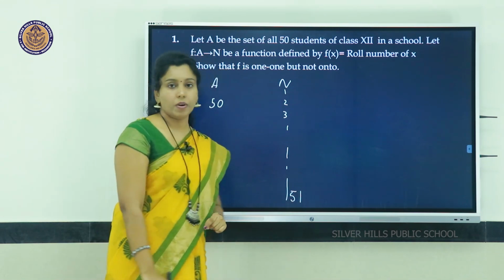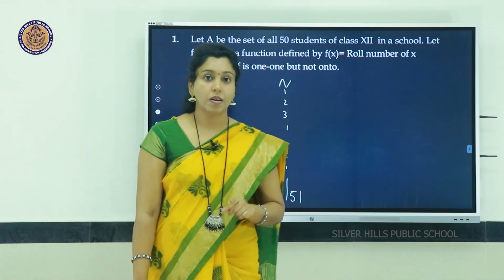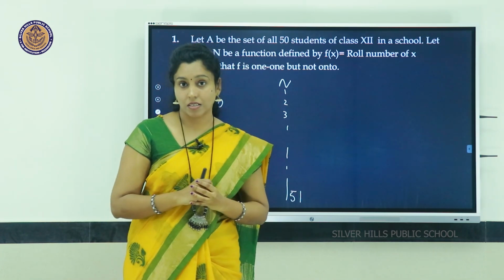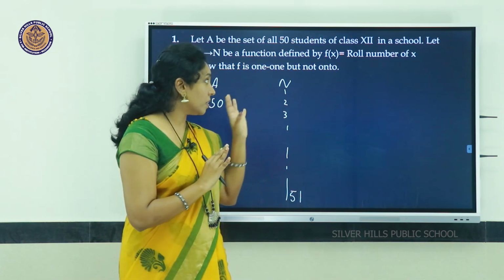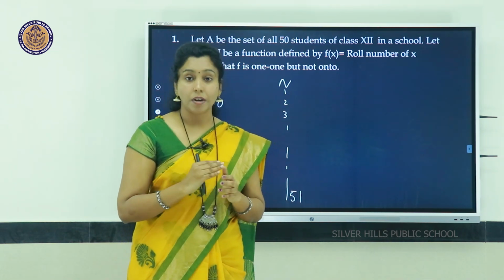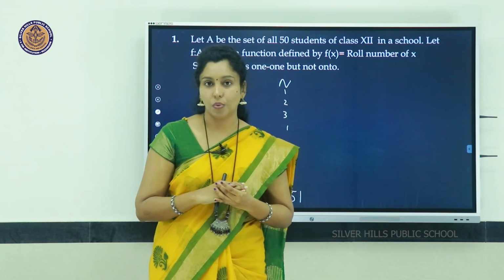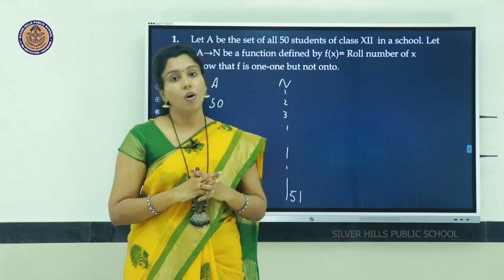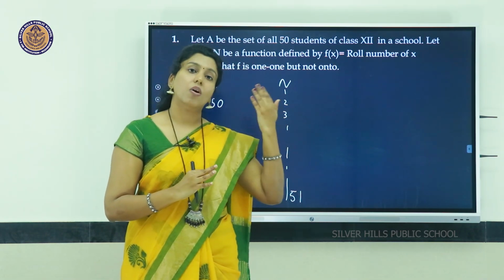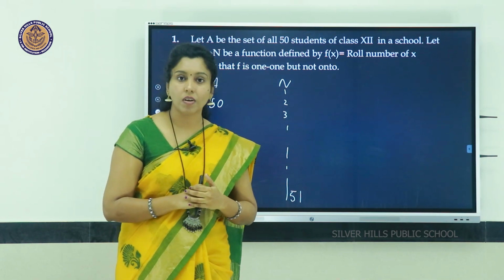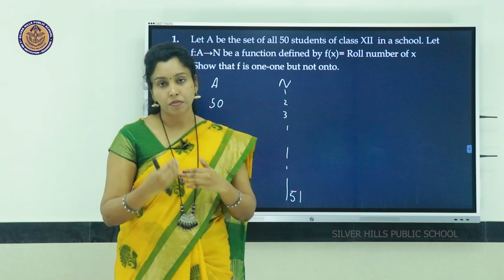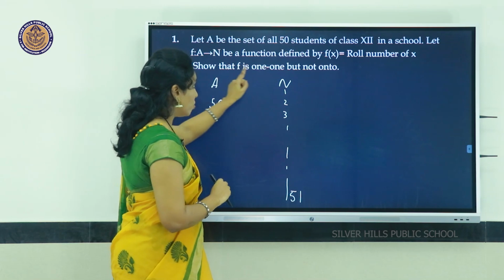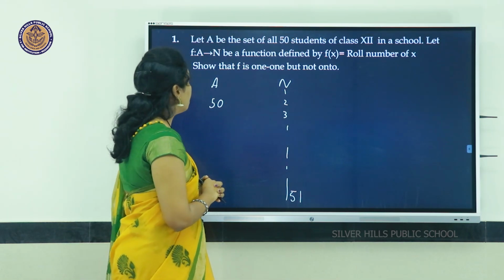Now if I take 51, 51 is a natural number. Does that have a pre-image? Will there be a student in a class of 50? There are 50 students in the class. So will there be a student whose roll number is 51? No. So how can you conclude this? The given function is not onto because 51 does not have a pre-image. Not only 51, all the numbers coming after that, 52, 53, do not have a pre-image.